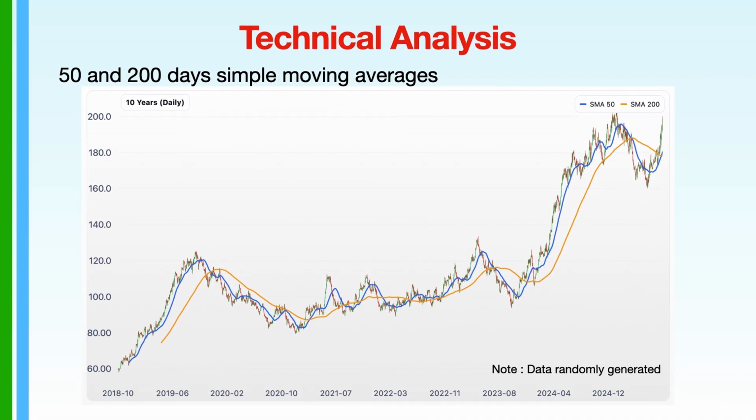Here we show 50 and 200 day simple moving averages superimposed on a randomly generated stock price chart. The 50-day average is shown in blue and the 200-day average is shown in orange. Many traders believe that when the 50-day crosses through the 200-day average on the way up, it could be a buy signal. Some believe this and some are more hesitant. Please pause the video for a moment, have a careful look and see what you think.